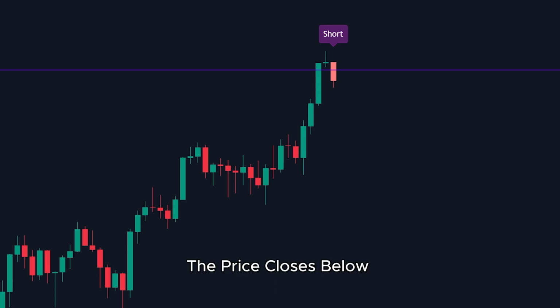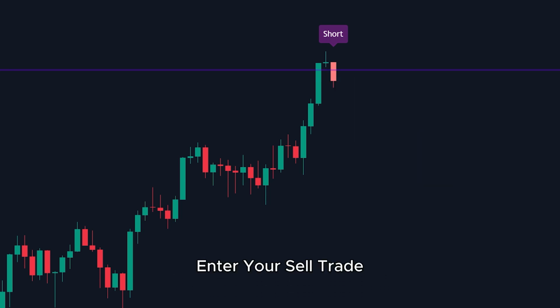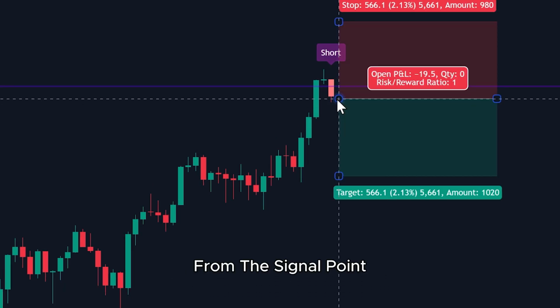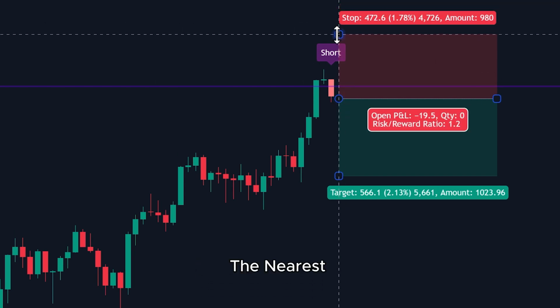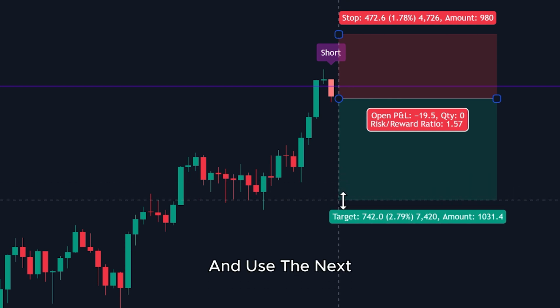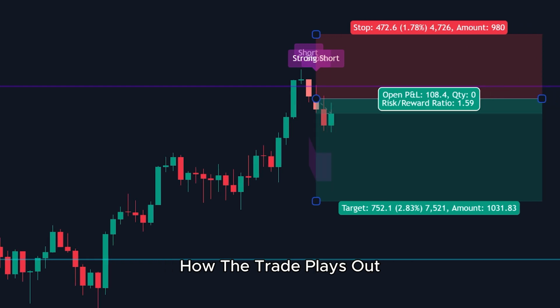Check that the price closes below the resistance zones. If these conditions are met, enter your sell trade as the price begins to move down from the signal point. Place your stop loss just above the nearest resistance level and use the next support zone as your take profit target. You can see how the trade plays out.